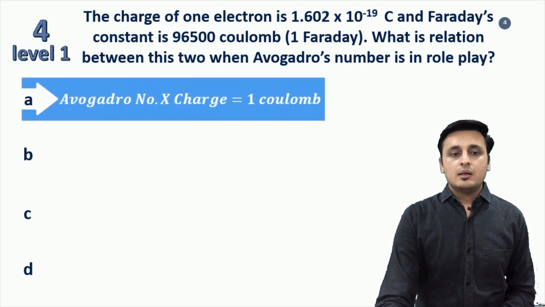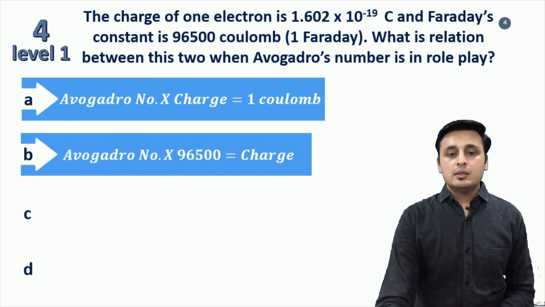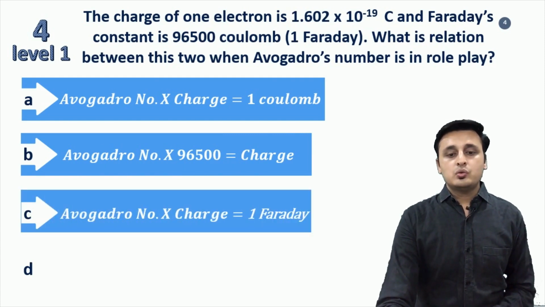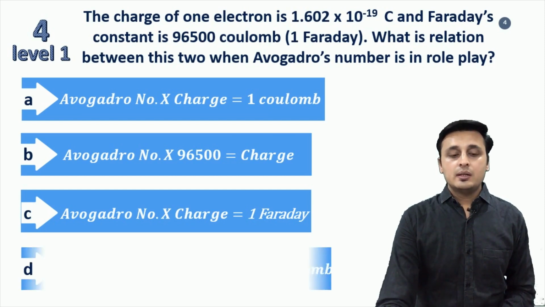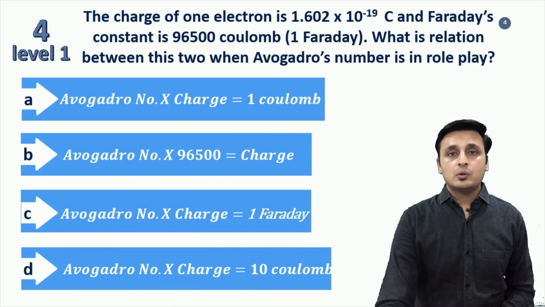Options A, Avogadro's number into charge is equal to 1 coulomb. Option B, Avogadro's number into 96500 is equal to charge. Option C, Avogadro's number into charge is equal to 1 Faraday. And option D, Avogadro's number into charge is equal to 10 coulomb.